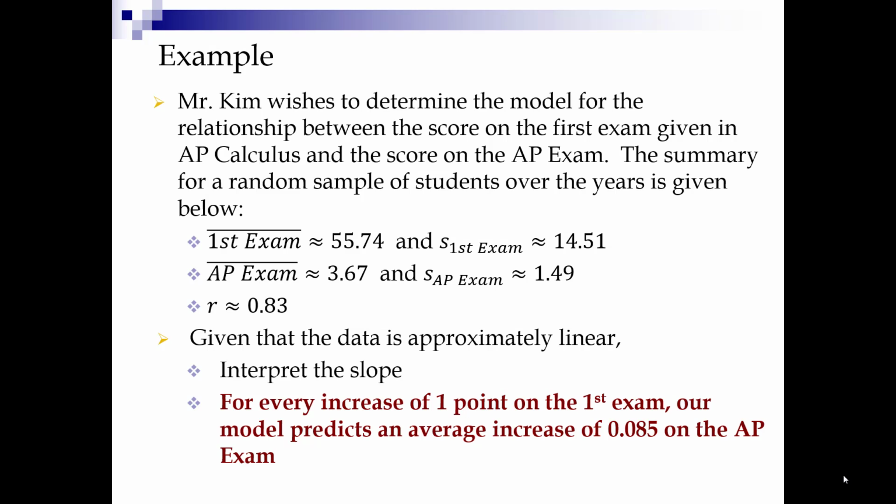So we know that if one student scores approximately 10 points more than another student on the first exam, we should expect their AP score to be approximately 0.85 greater on the AP exam. Now, obviously, you can't get a 0.85 on the AP exam, so it's going to give us a rounded approximation of what kind of a score we should expect to see.